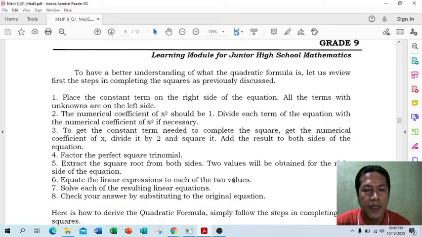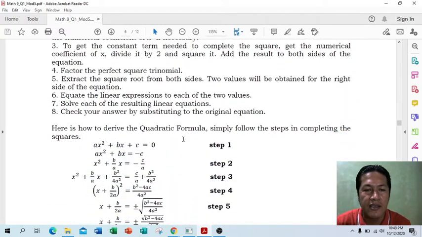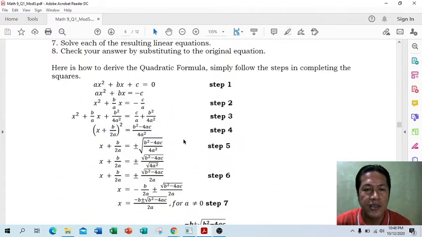Okay, how? Ito na yon. Ito yung proseso niya. Okay. Using standard form ng quadratic equation na derive ang quadratic formula. Anong ginamit? Completing the square.